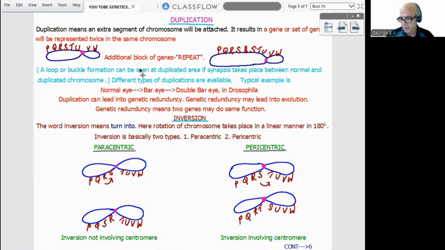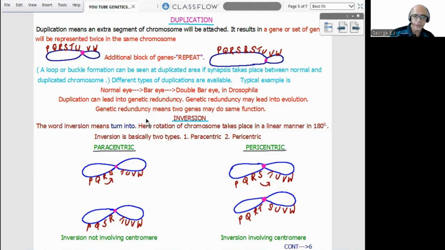Now, when this duplication takes place, there is a natural adjustment, which is not in the syllabus still. A loop or buckle formation can be seen at the duplicated area if synapsis takes place between normal and duplicated chromosome. It's an adjustment by nature, and different types of duplications are available. A typical example is Drosophila, where we can find normal eye, bar eye, double bar eye. It is due to duplication. Not much advantage. It is a mutation.